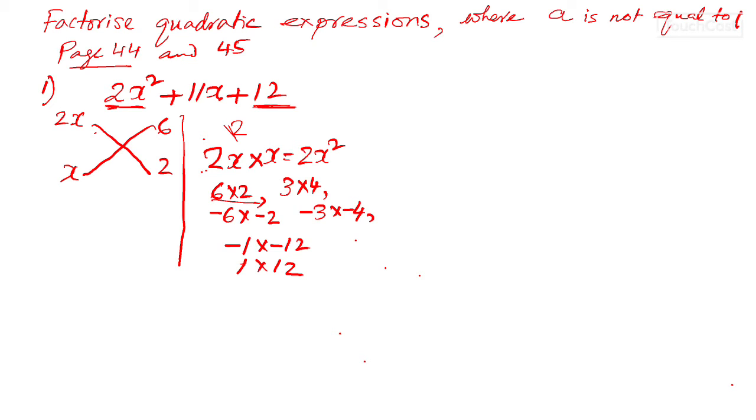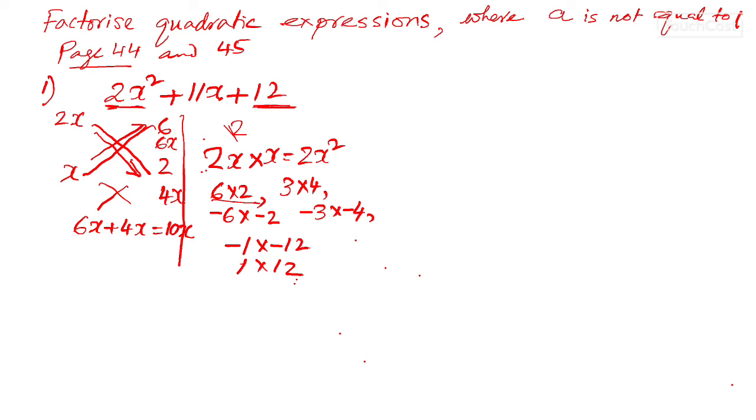Now I'm going to multiply these two. 2x times 2 gives you 4x, and x times 6 gives you 6x. Now 6x plus 4x, does it give you 11x? No, it gives you 10x. So this is not going to work.